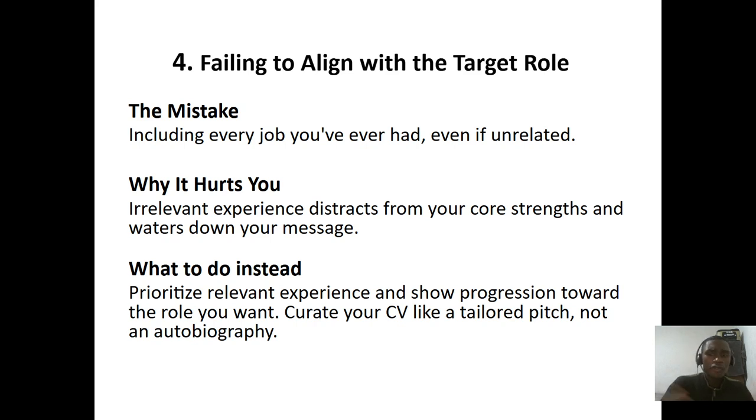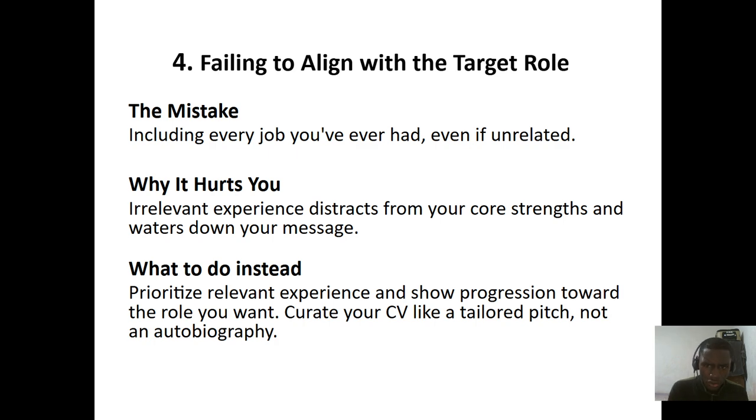Maybe before coming into tech, what were you doing? You were a nurse, you were an accountant. And what are you going to do when you are creating your CV? You are going to put the role of accountant that you occupied in a previous organization in your CV, and use it to apply for a DevOps role. What is going to happen whenever you do this is that it's going to distract the employer from your core strength and also water down your message, right?